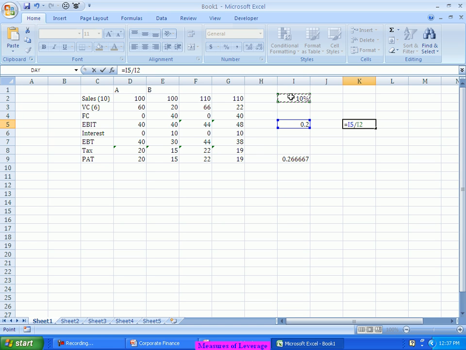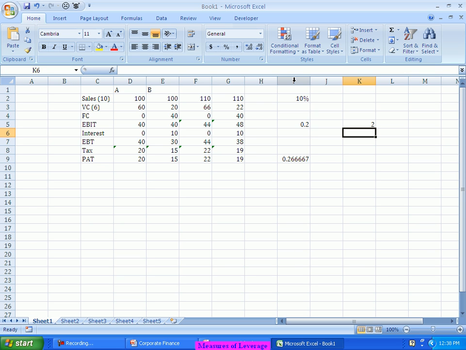For a 10% increase in sales, operating profit has gone up by 20%. So, for a 1% increase in sales, by how much percent is the operating profit going to go up? Probably around 2%. So, when someone says the degree of operating leverage is 2, it means for a 1% change in sales, there is a 2% change in the operating profit. It could be on the higher side or it could be on the lower side. This is what we call the degree of operating leverage.